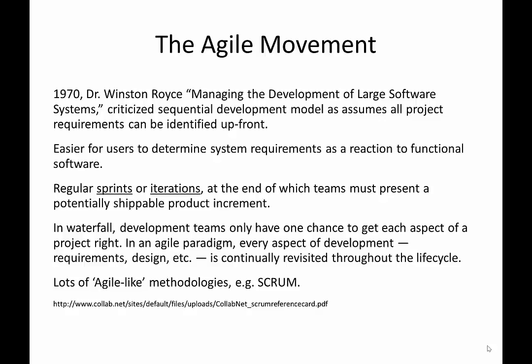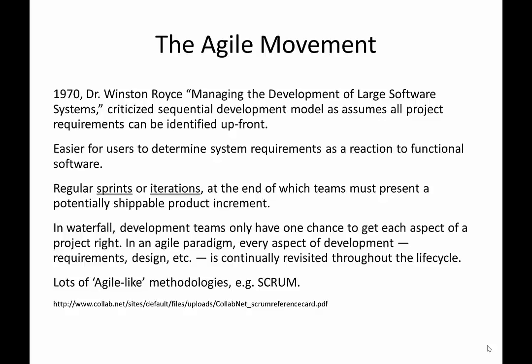Now, 1970. A lot of things happened in the late 60s, early 70s in computer science. A lot of the ideas that we use today were invented then, including the idea of the agile development movement. And I'm not going to go into any details of it, but I want you just to know and understand what agile is.